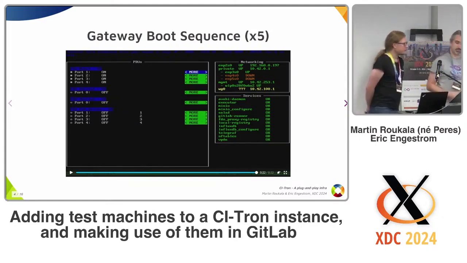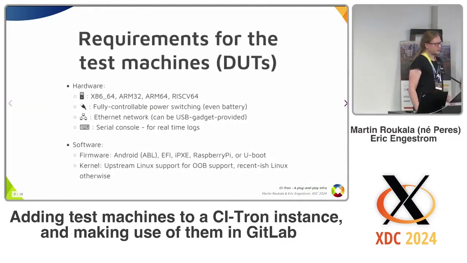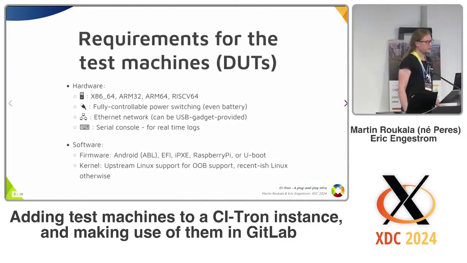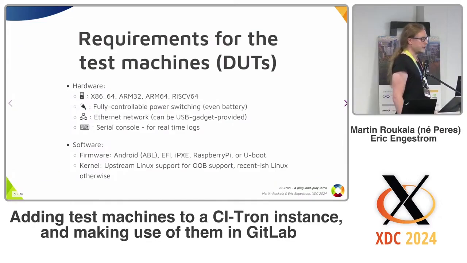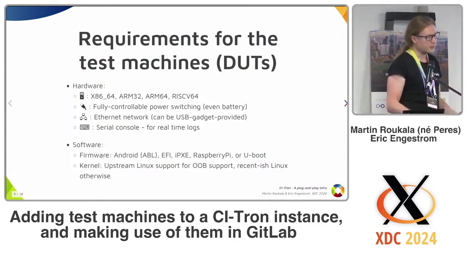Okay, so enough about the gateway. What about the DUT, or the test device? Go ahead. So for the test machines, we have some requirements on the hardware side. We support x86 64-bit, ARM 32 and 64-bit, and RISC-V 64-bit. We need to have fully controllable power switching, even the battery. So on Steam Decks, for instance, we need to do some modifications for that.